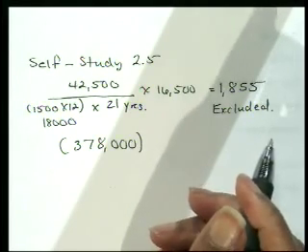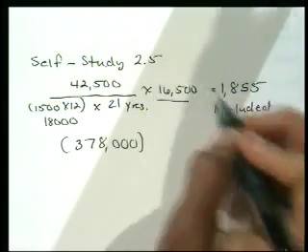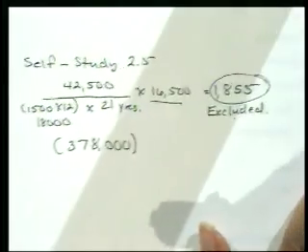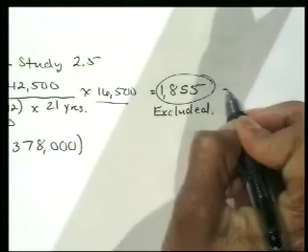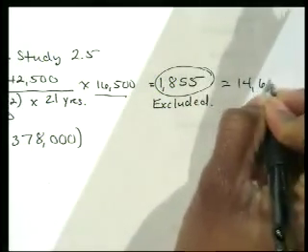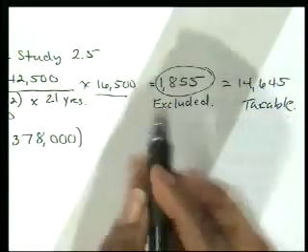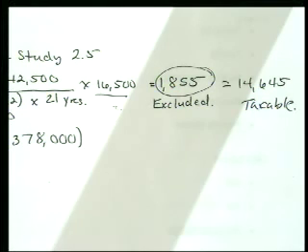The question is to calculate his taxable portion. So basically, if he receives $16,000 and he gets to exclude $1,855, that means the portion that is taxable is going to be $14,645. So that represents the taxable portion of the amount that he received. And that is our general rule. That's the general rule in which we figure out the taxable portion of an annuity.